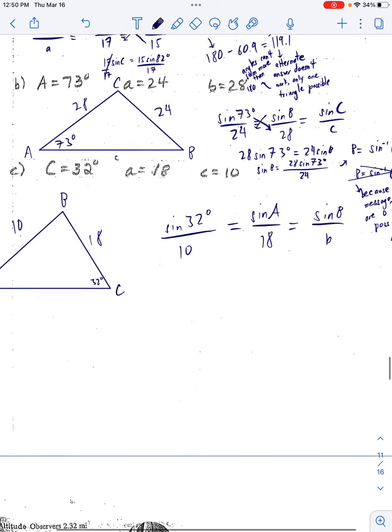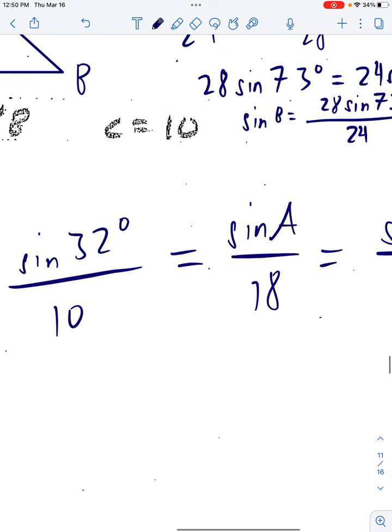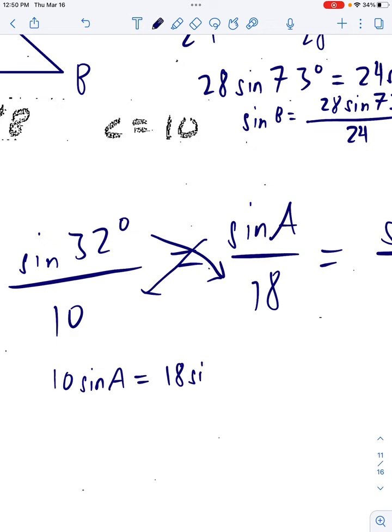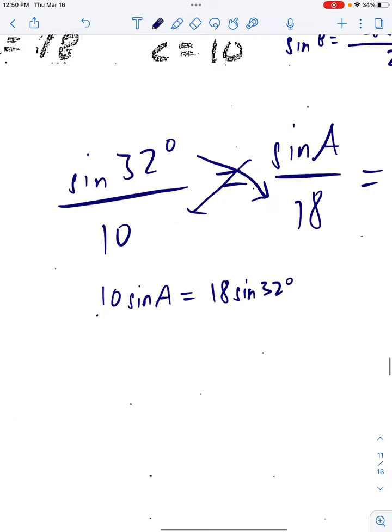Okay. So let's start with the side we can solve by cross multiplying. So 10 sine big A equals 18 sine 32 degrees. Divide by 10.